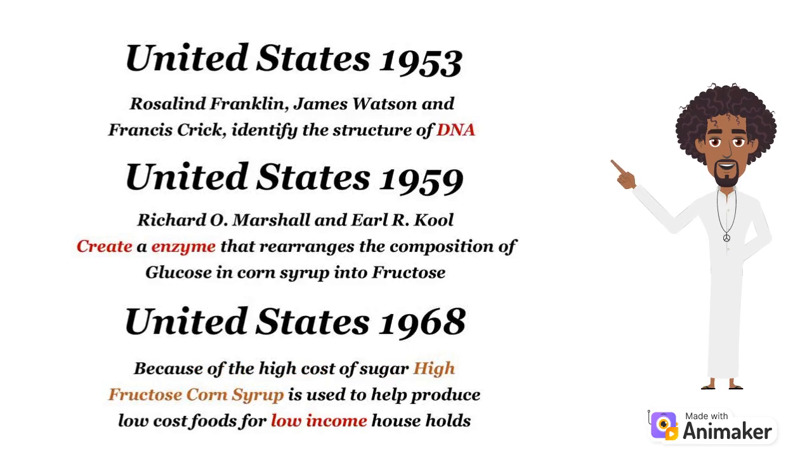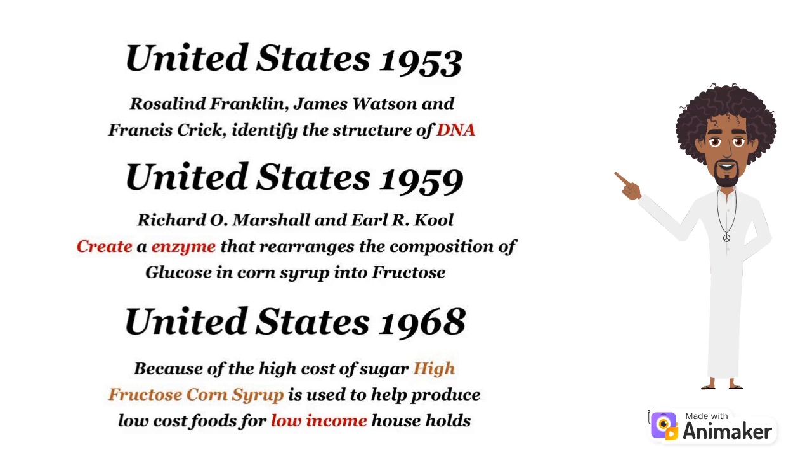Next. United States, 1953. Rosalind Franklin, James Watson, and Francis Crick identify the structure of DNA, known as the double helix structure. United States, 1959. Richard O. Marshall and Earl R. Kooi create an enzyme that rearranges the composition of glucose in corn syrup into fructose.